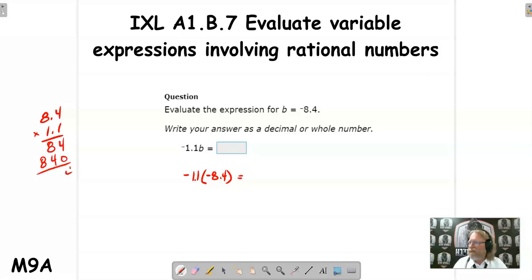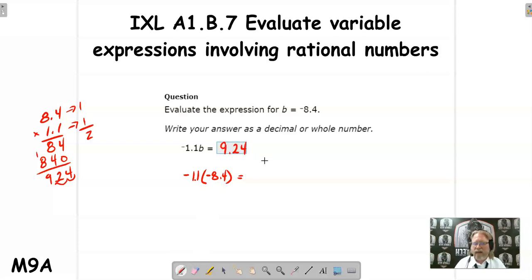Now let's add these up. 4, 12, carry the 1, 9. And here I have one number after the decimal. And here I have one number after the decimal. So 1 plus 1 is 2. So I know that I need to move that decimal over 2 places. So it's 1, 2, and I end up with 9.24. Kind of a sloppy looking 4 there. 9.24.